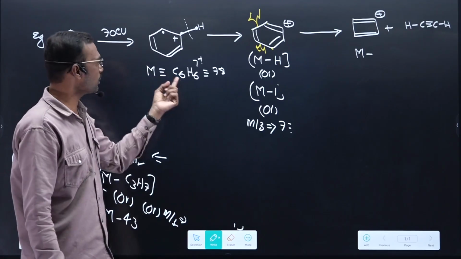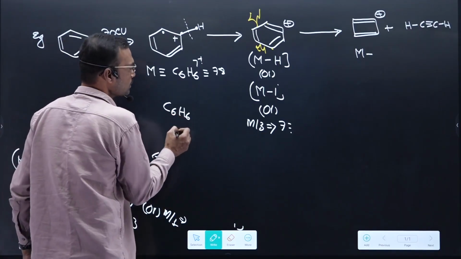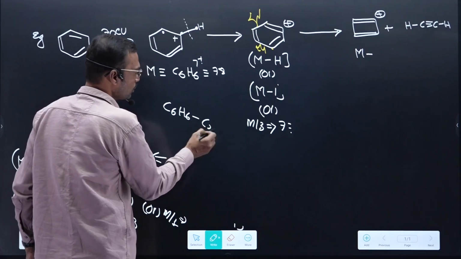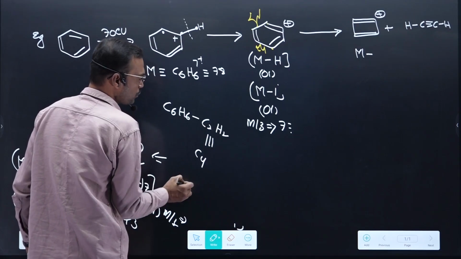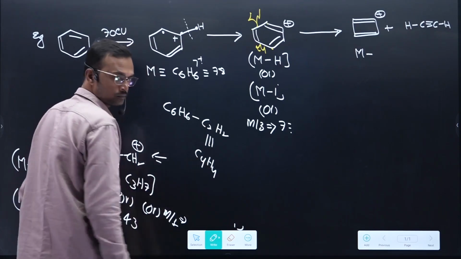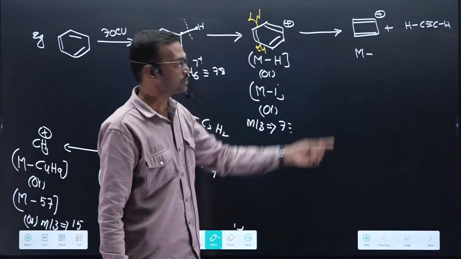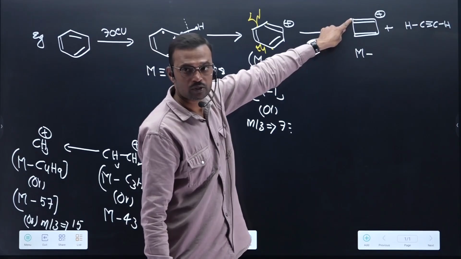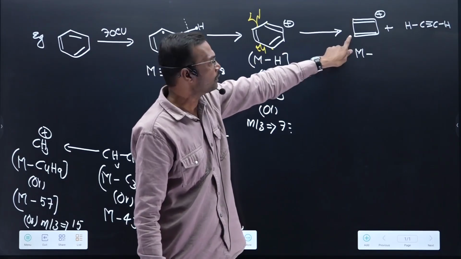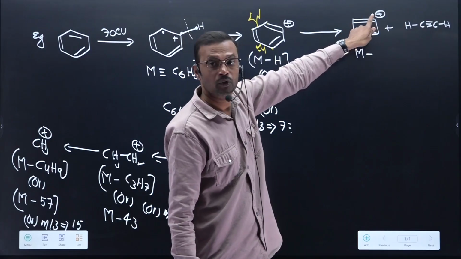What is the molecule formula here? C6H6. From C6H6, if I remove C2H2, then what is your answer? This is C4H4 or not? Means you are saying this molecular formula C4H4? Here how many hydrogens are there? 1. Here, 1. And what about this carbon? No hydrogen.